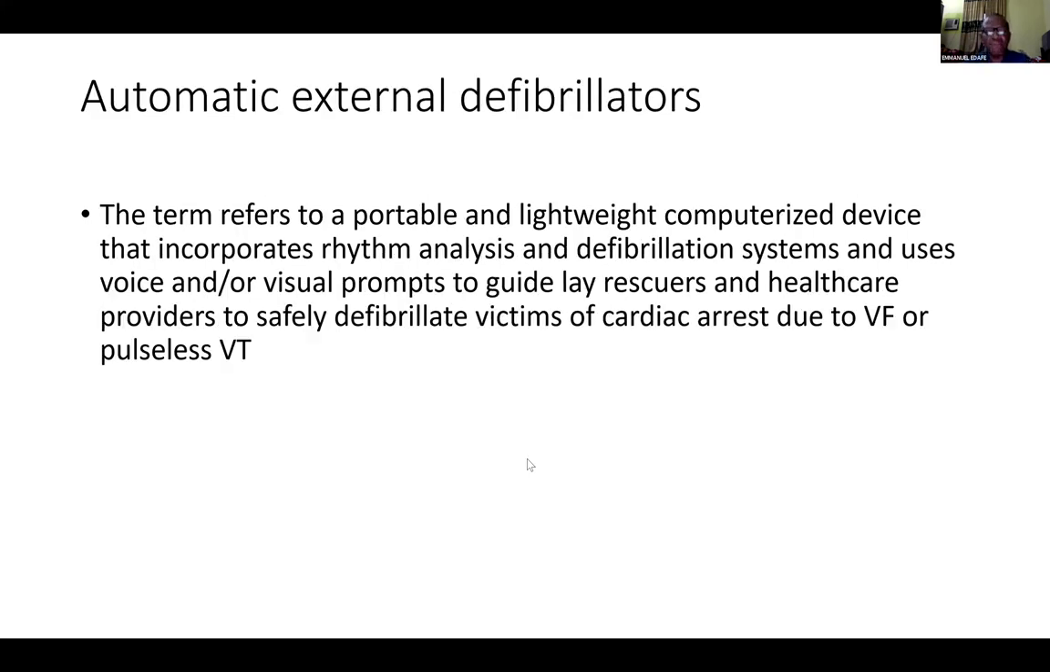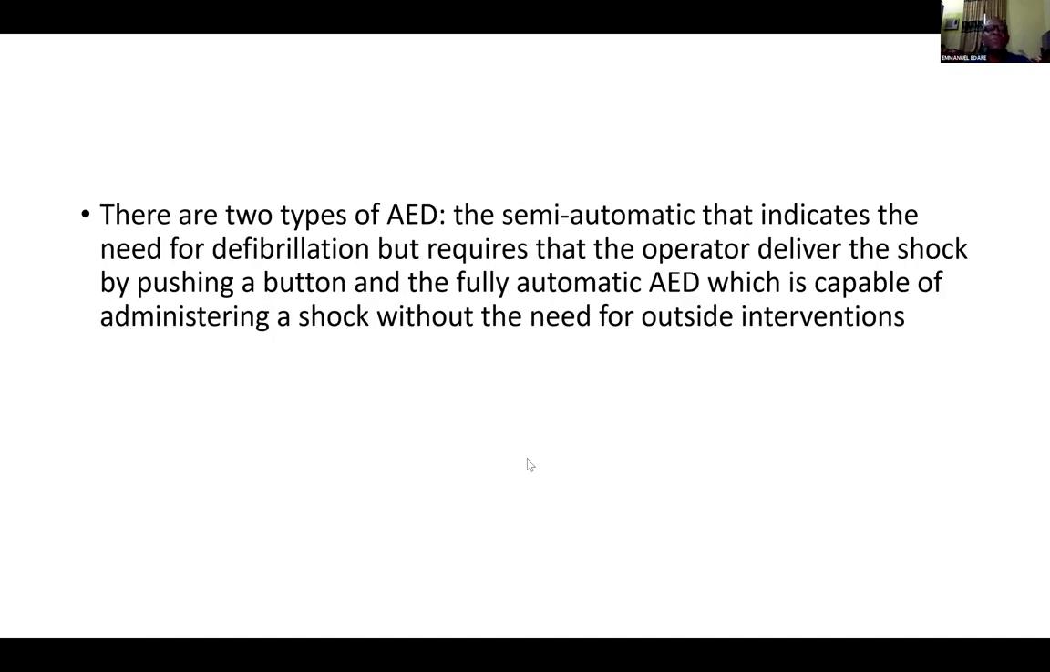Then for the automated external defibrillator, let's spend a little time on it. This device, as we said, was developed for the community, for the larger population. So both paramedics and laymen can make use of them. It requires little education, especially the ones that are fully automated. You just place the pad, the position of the pad is written on it. You place it, it analyzes the reading and gives you the instructions.